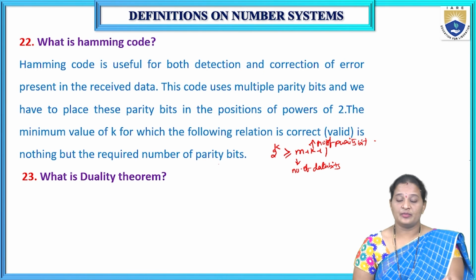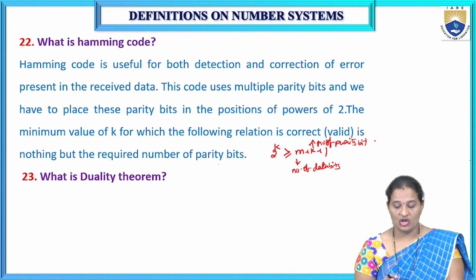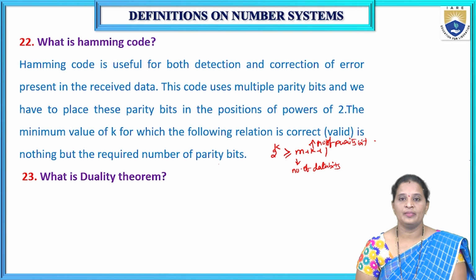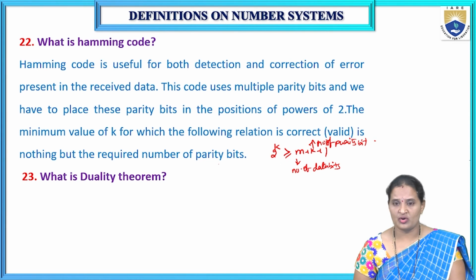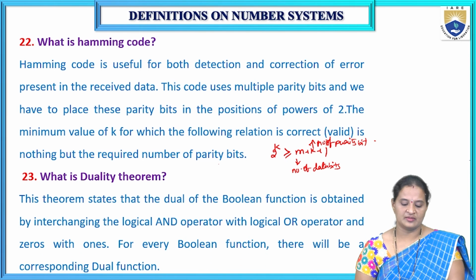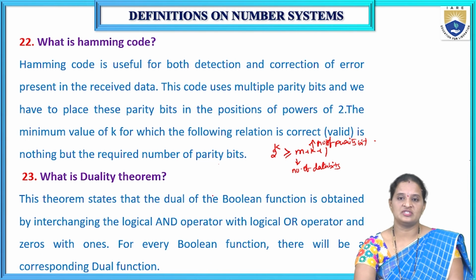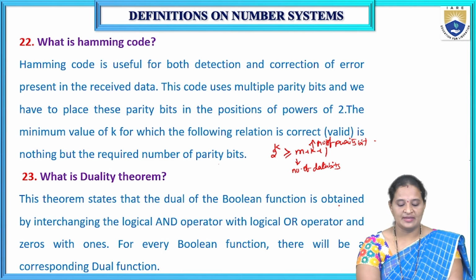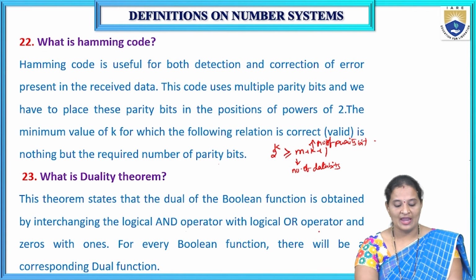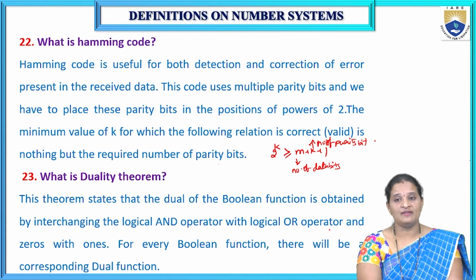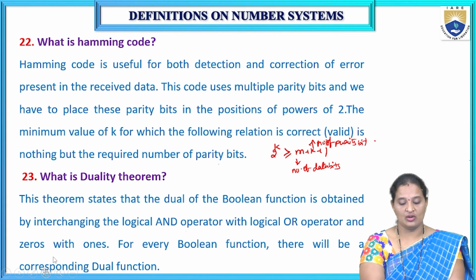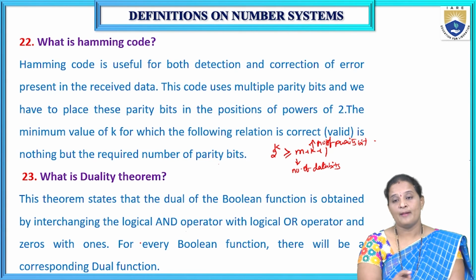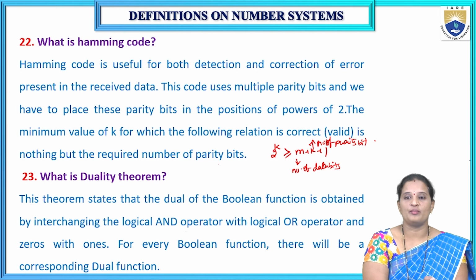Now the duality theorem. The duality theorem of Boolean algebra is not similar to De Morgan's theorem. What does the duality theorem say? It states that the dual of a Boolean expression is obtained by simply changing the logical AND operator to logical OR and vice versa. We also change logic 1 to logic 0, but no variable is complemented.